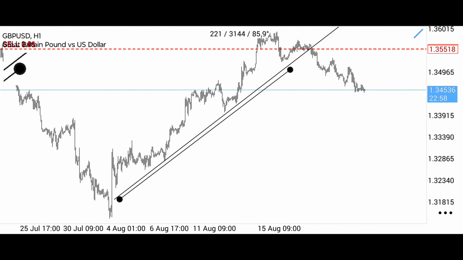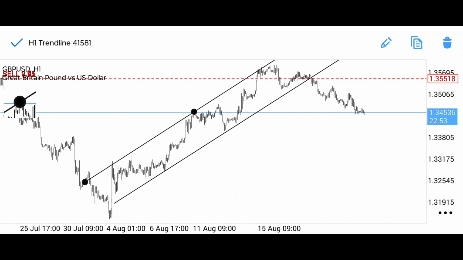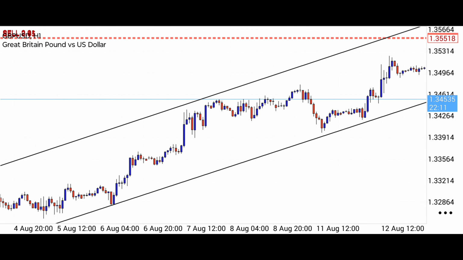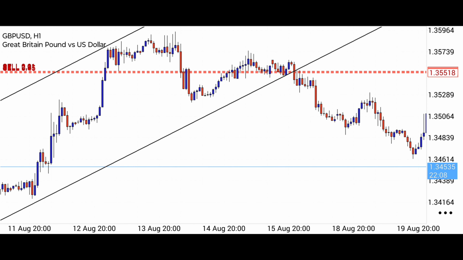Connect the second trend line with the same angle at higher high points. This trend line is acting as a resistance. Whenever the market comes near this trend line, it always reverses downwards, which you can easily see in the chart. The market was following this trend channel for a long time.